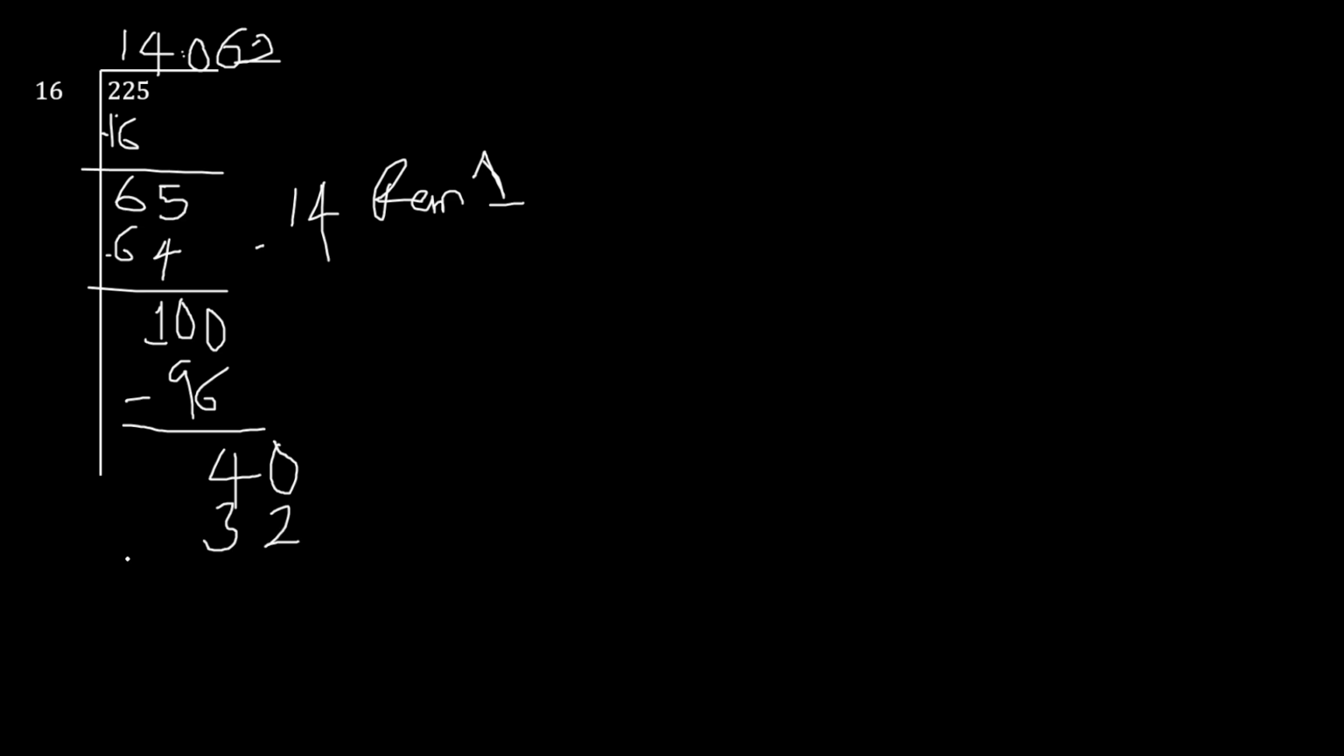32. So we are left with what? 8. 8, right? So for that 8, we put this 0 here, let's make it 80. How many times does 16 go into 80? That is 5. Wow. So that's 80, so everything comes down to 0.